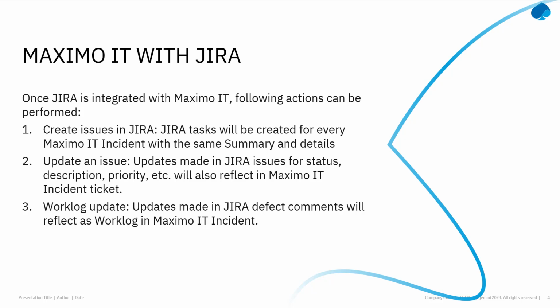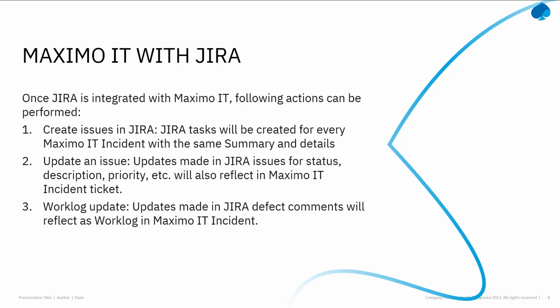And the third one is work log update. Updates made in Jira defect comments will reflect as work log in the Maximo IT incident. In Jira, when anything is changed or mentioned in comments, those are saved in the work log section. In any incident, there is a tab called work log, which records all the changes made in comments, for new comments added or updated comments. All of this information is tracked in the work log tab in Maximo IT. So this is what we can achieve with this integration.